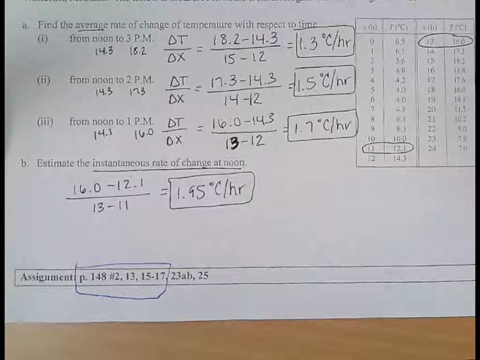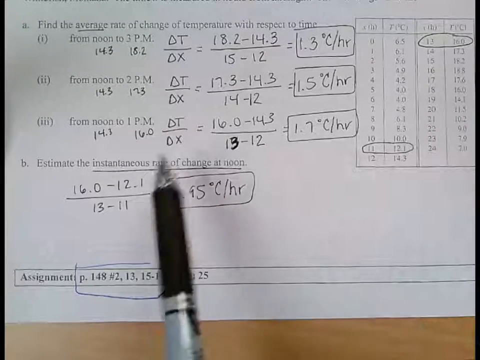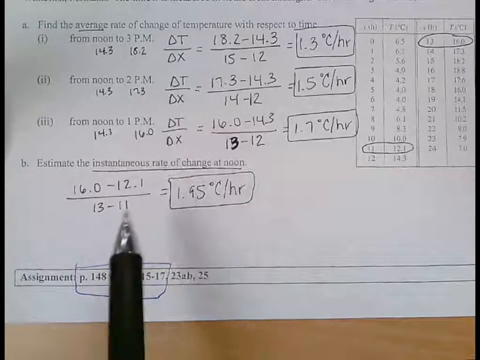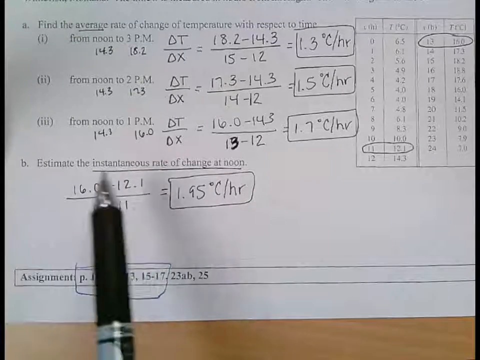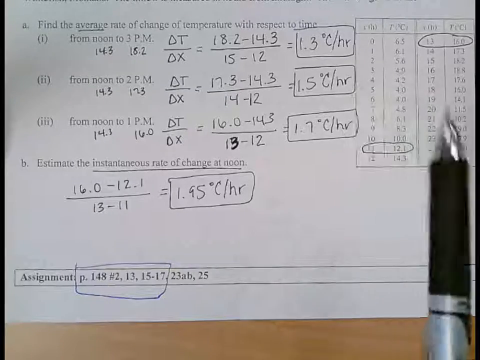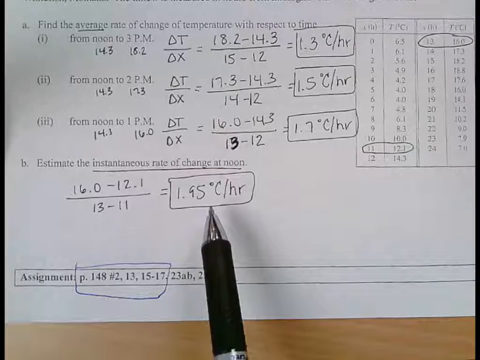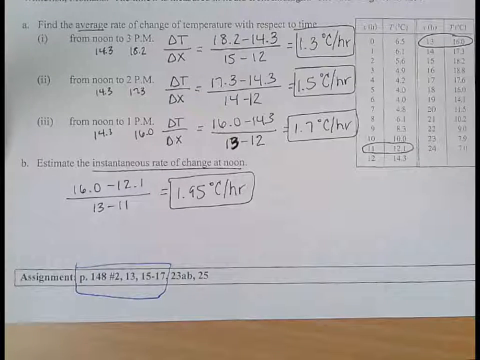And this is what they would want to see. If you have a table on the AP test and they asked you for an instantaneous rate of change, this is what they want to see in your work. They want to see that you're actually using the values from the table, and then they want to see your answer here. So that's the closest approximation they're looking for.